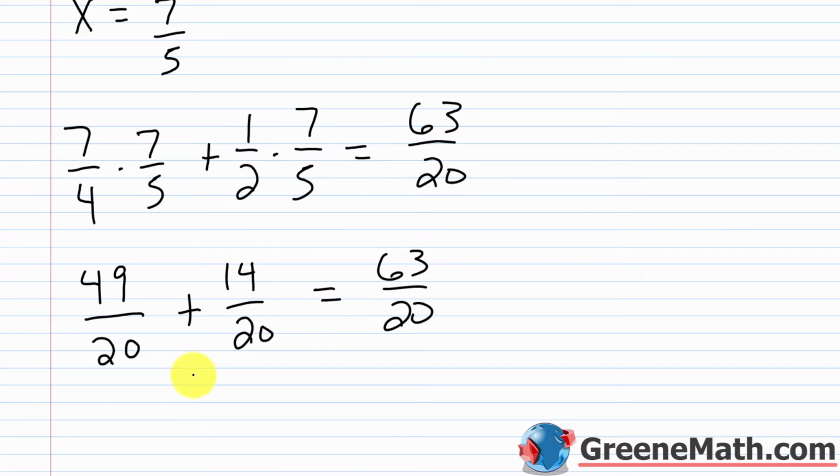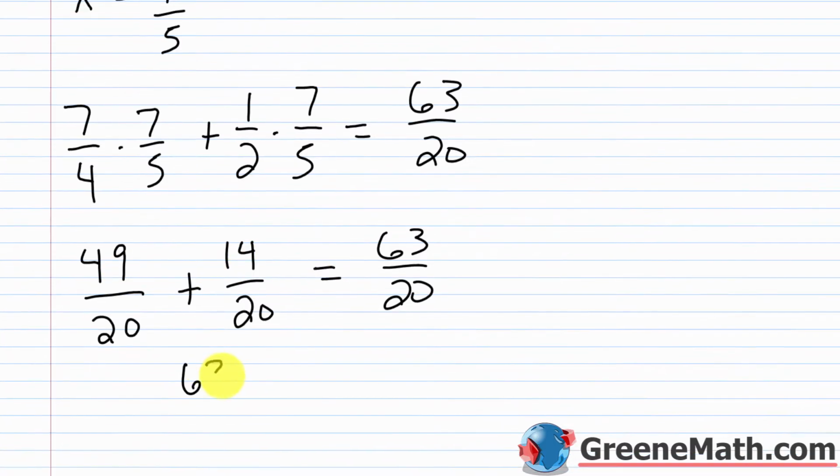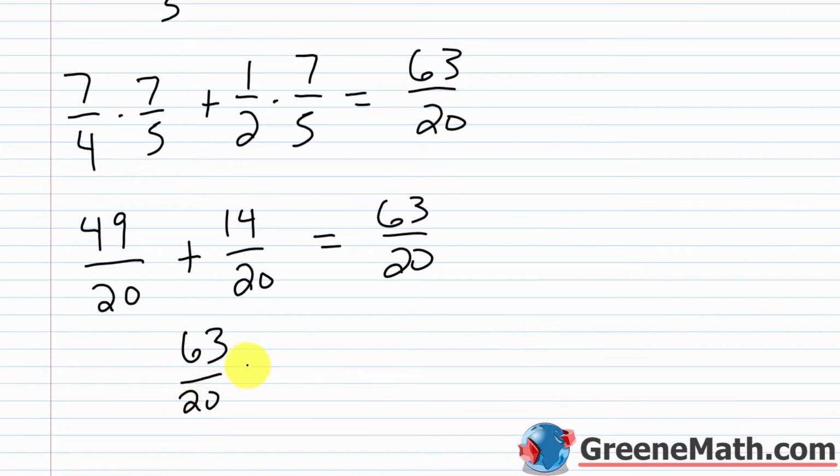And of course, the left and the right side are going to be equal. 49 plus 14 is 63. This is over 20. And this is equal to 63 over 20. So our solution, x equals 7/5, is correct.